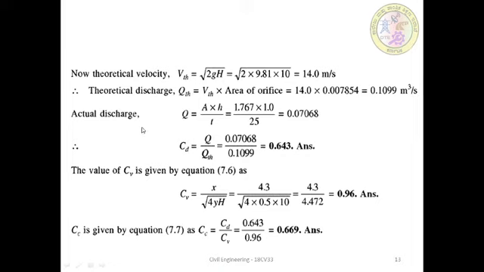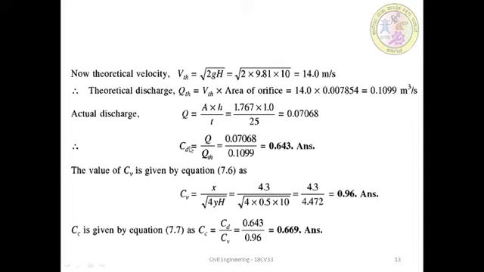Now the actual discharge, which is happening in the measuring tank, is nothing but the cross-sectional area of the measuring tank into the height of the water raised with respect to time, 25 seconds. So A into H, the cross-sectional area, times 1 meter of rise, which takes 25 seconds. So you get the actual discharge, which is 0.07068 meter cube per second.